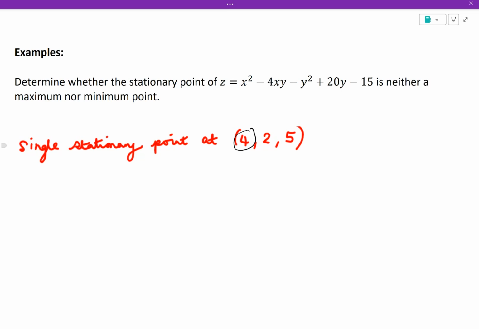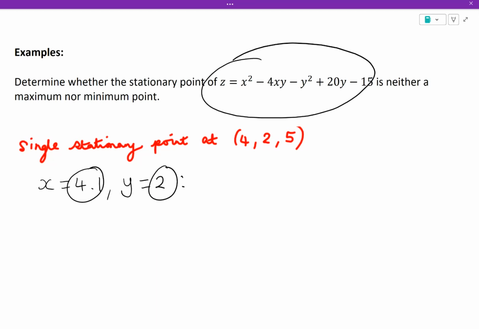We're going to increase it a little bit and we're going to decrease it a little bit and see what happens. So let's make x equal to 4.1. So we've increased it by 0.1, just a small margin. You can go smaller than that if you want. And then for y, we're going to keep it fixed at 2. What we're going to investigate is what happens to the z coordinate. We know at the stationary point it's 5, but what happens when we slightly change the x coordinate? So let's substitute these two values into the original surface equation.